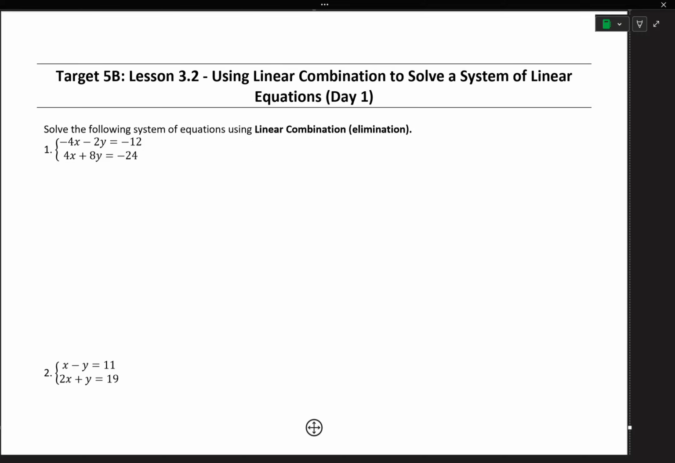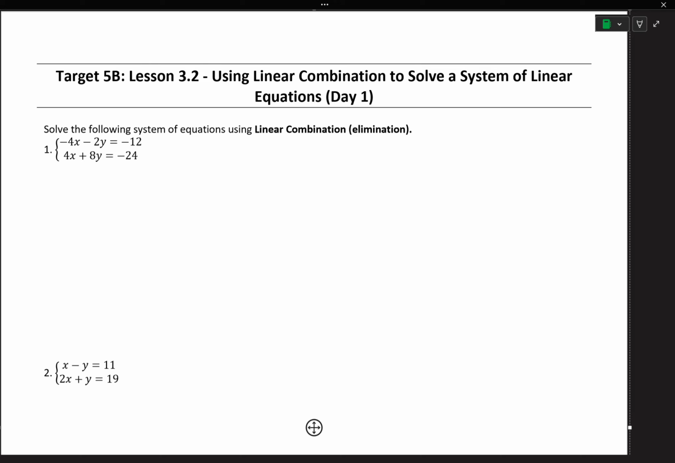Hello, and welcome to a little video about using linear combination to solve a system of linear equations. This is also called the elimination method, and this is my all-time favorite method. In order to get comfortable with it, first we're going to solve a few problems that are prepared to do linear combination on right away.